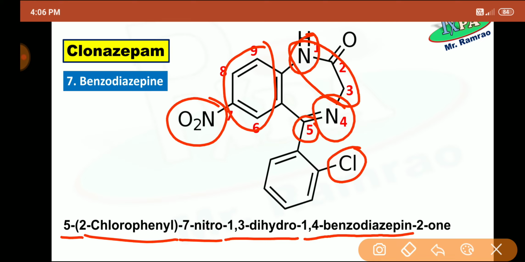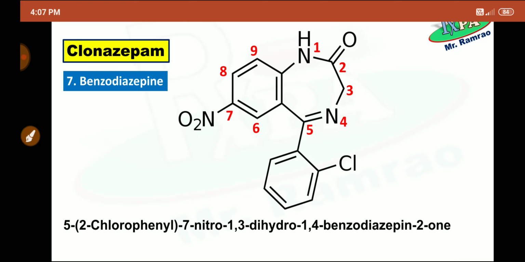Why di? Because of 2, and aza means nitrogens, 2 nitrogens. Azepine, pine is for this 7 membered ring. Then 2-one because of the ketone group on the second position. So this is the IUPAC name of clonazepam: 5-(2-chlorophenyl)-7-nitro-1,3-dihydro-1,4-benzodiazepin-2-one. So this is the IUPAC name of clonazepam.